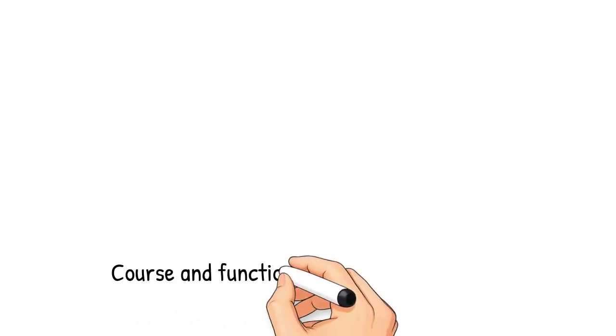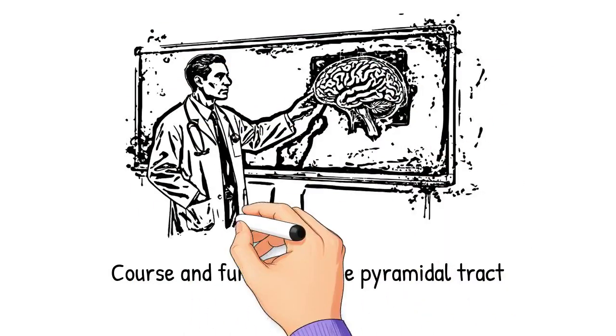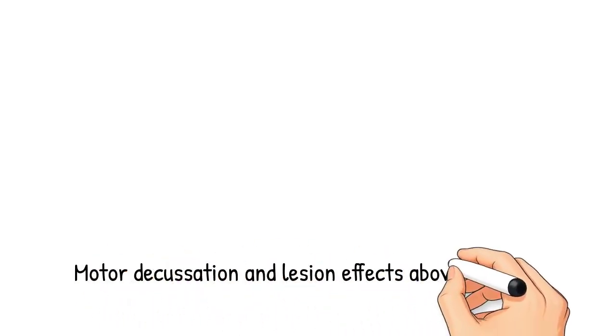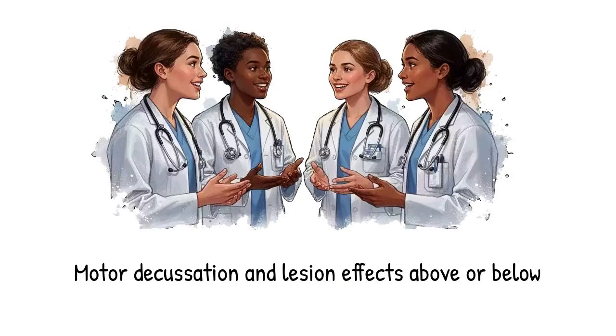The pyramidal tract is the corticospinal pathway arising from the motor and premotor cortex, descending through cerebral white matter and brainstem to the spinal cord, where it mediates voluntary movement as part of the upper motor neuron system. Motor decussation is the crossing of these descending pyramidal fibers in the lower caudal medulla. Because of this crossing, lesions above the decussation usually cause contralateral weakness, whereas lesions below it usually cause ipsilateral weakness.